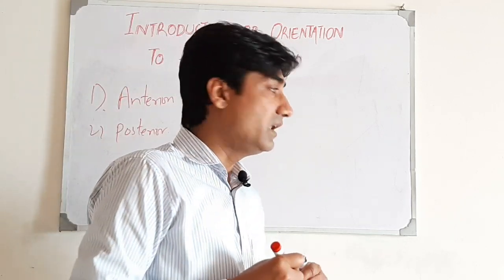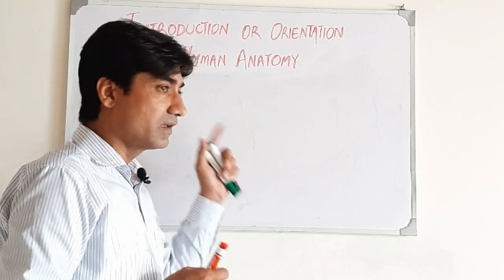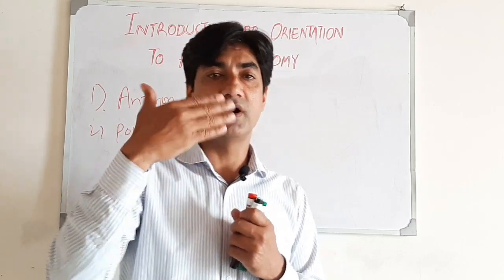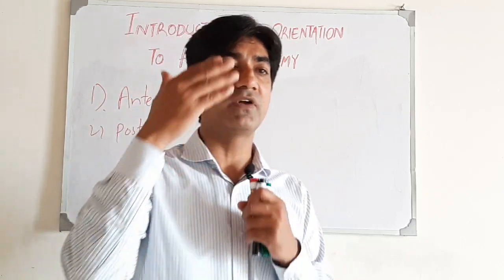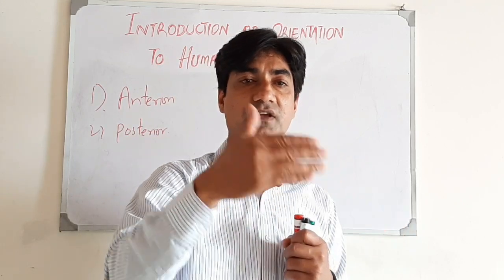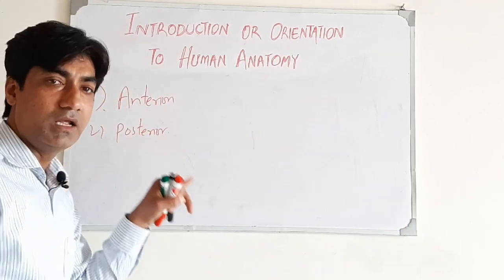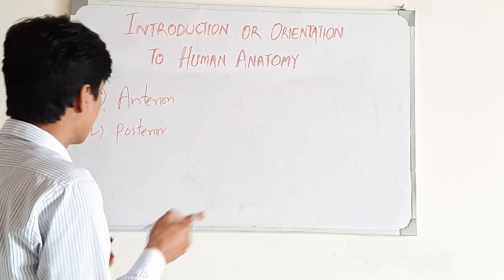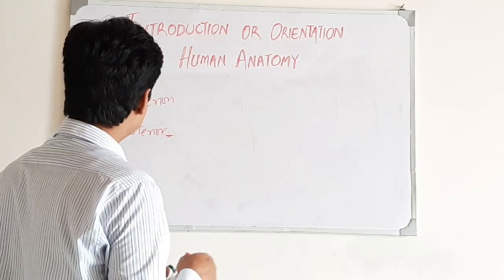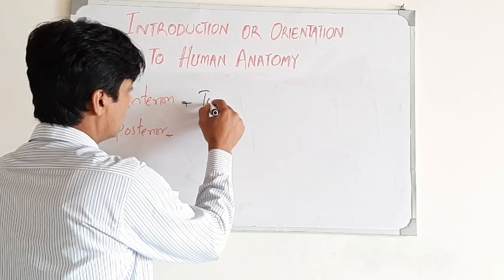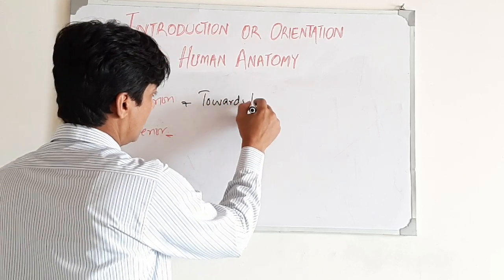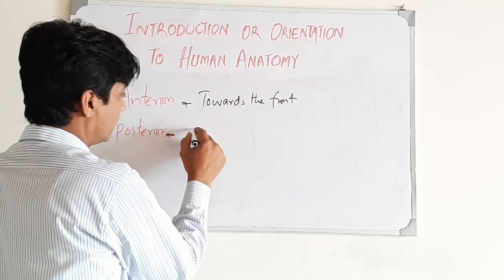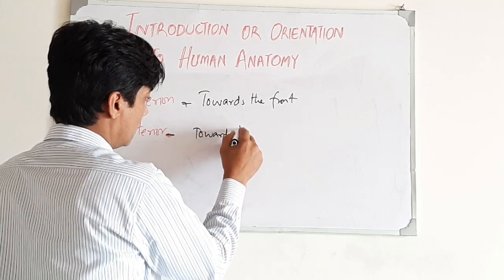Anterior is the term used to describe the structure that lies in front position. This is towards the front. Any structure that lies in front line or in front position, that's called anterior, and posterior is towards the back. The structure which lies backward, that's called posterior. What is anterior? Towards the front, and posterior towards the back.